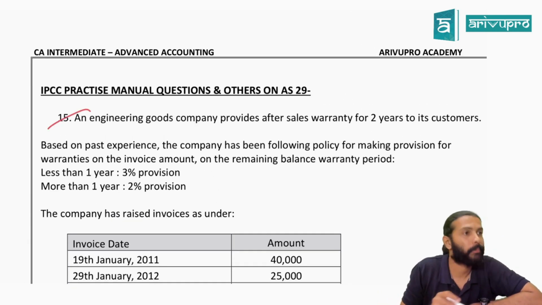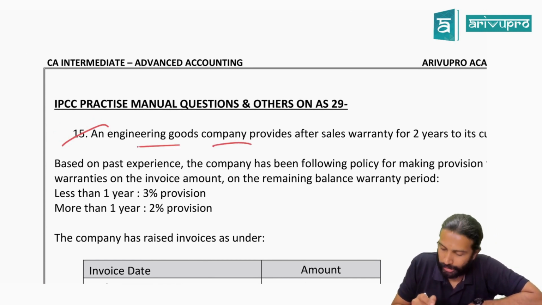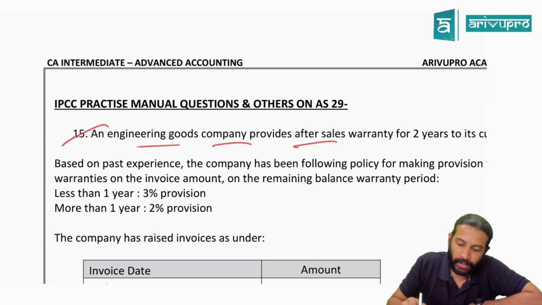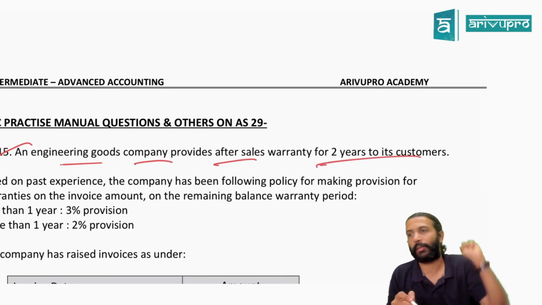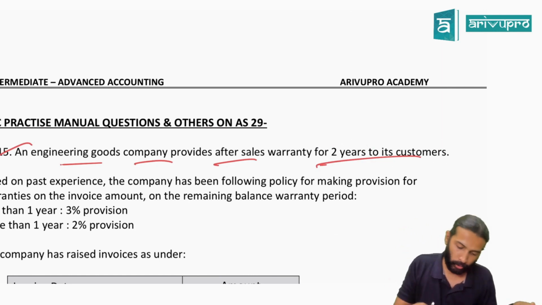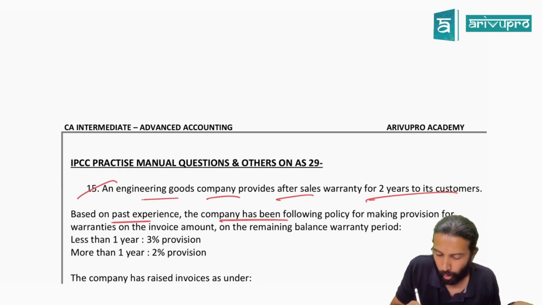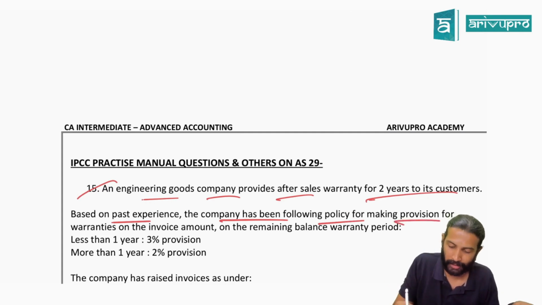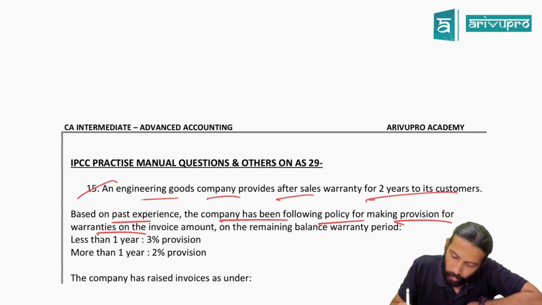Question number 15. An engineering goods company provides after sales warranty of 2 years to the customers. After selling the product, they've given a warranty period of 2 years. Based on past experience, the company has been following a policy for making provision for warranties. They're making the provision based on this particular policy. The policy is for making provision for warranty on the invoice amount and the remaining balance period.